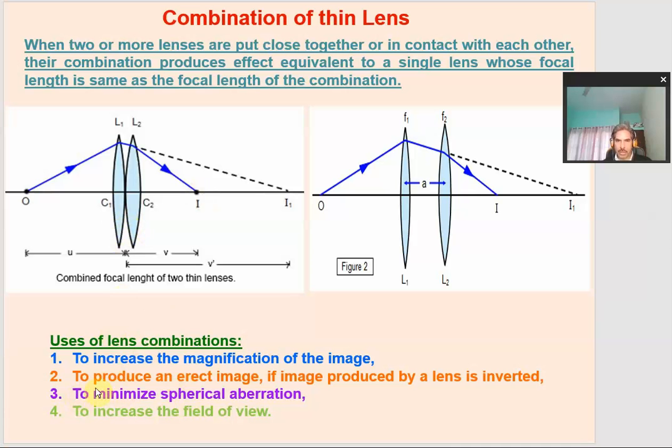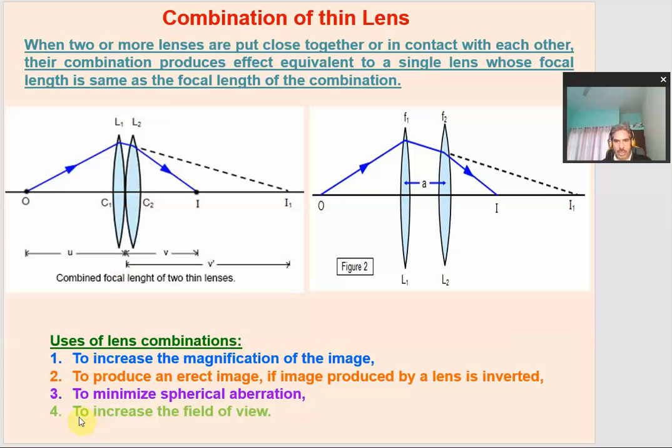Another advantage of using lens combinations is that it minimizes spherical aberrations. Spherical aberrations are problems which arise due to the large aperture of lenses. Suppose, for example, for telescopes, we need lenses of large aperture. Then the thickness of the lens changes appreciably from the optical center to the edges. In that case, the errors that arise in the image are called spherical aberrations of the lenses. By making use of a combination of lenses, we can reduce the spherical aberration. We will discuss this a little later.